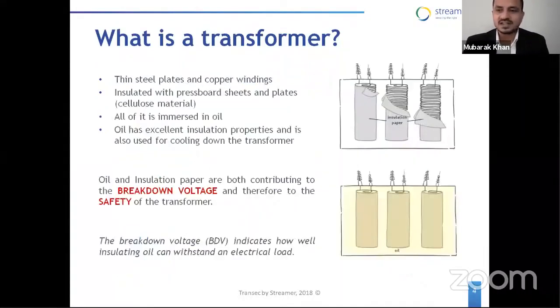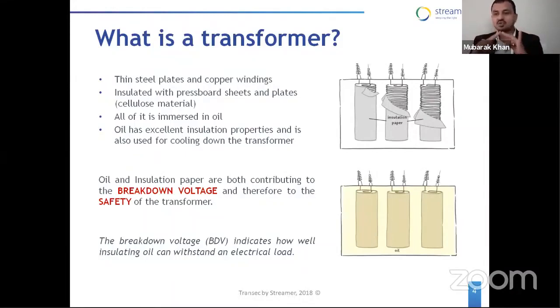It consists of thin steel plates and copper winding, and then we have a transformer tank. We have bushings and other accessories. Now, if you closely analyze the transformer, most of its parts are metal, so they are not perishable. They don't get consumed over a period of time. But there are two components in a transformer which are perishable, which are not metal. It is transformer paper and transformer oil.